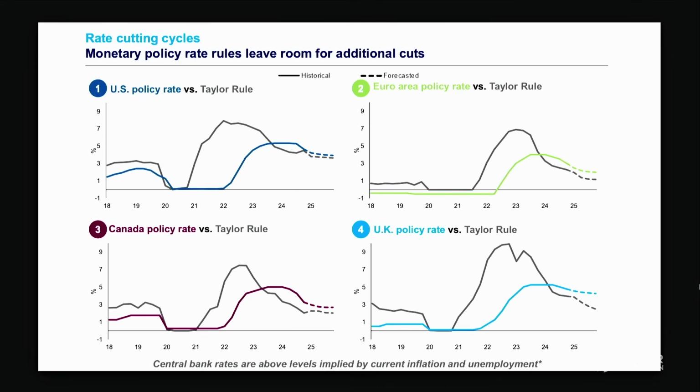And for all 4 of these plots, you sort of see that policymakers were slow to catch up with the Taylor rule, and they were sort of asleep at the wheel a little bit, and then caught up later. And so that's useful for PIMCO because they say monetary policy today leaves room for additional cuts. So they compare essentially what the policy rate is and compare that to what the Taylor rule would say it should be.